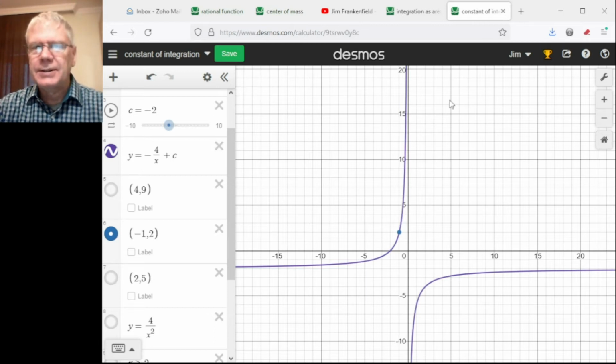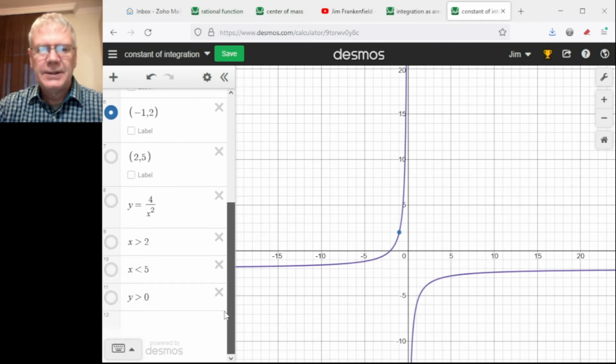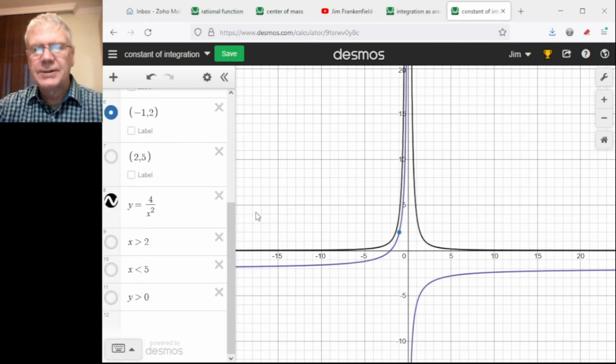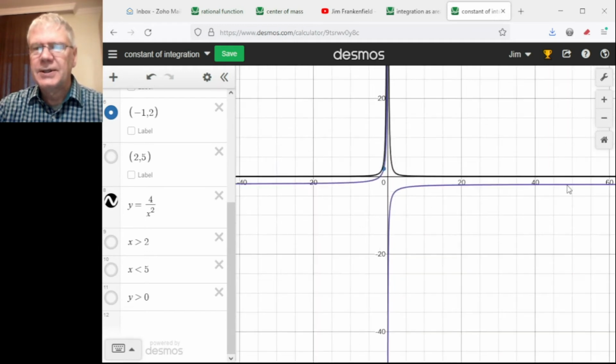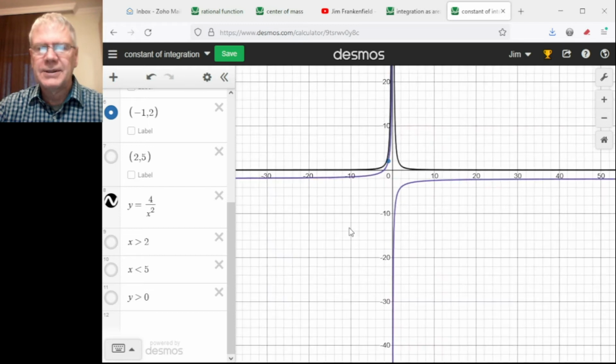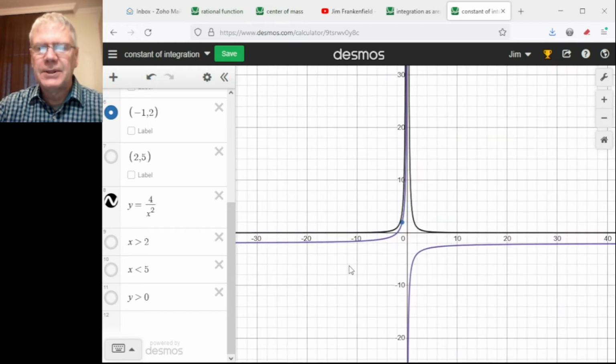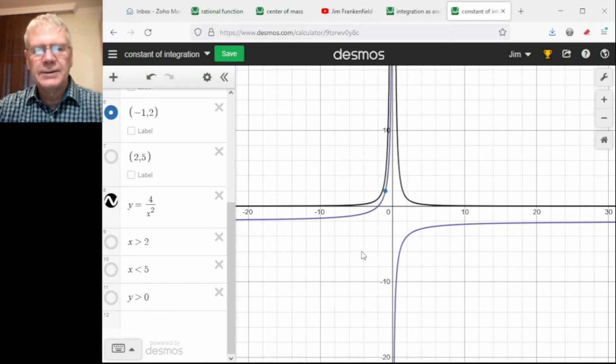So where do these conditions come from? Let's go back here first. The original function is 4 over x squared. So this original 4 over x squared is the slope. As this function gets out here, the slope is essentially 0, very close to 0. Here the slope gets very large, but it's positive, and here the slope gets very large and positive. So that's what the relationship between the derivative and integral look like.